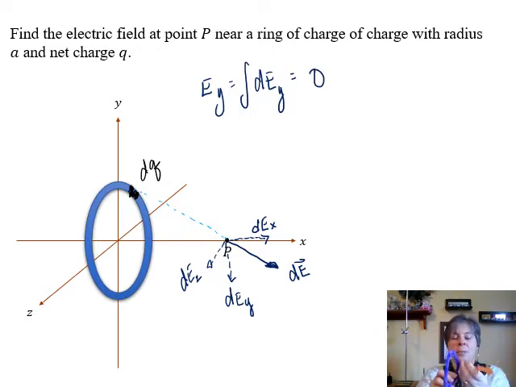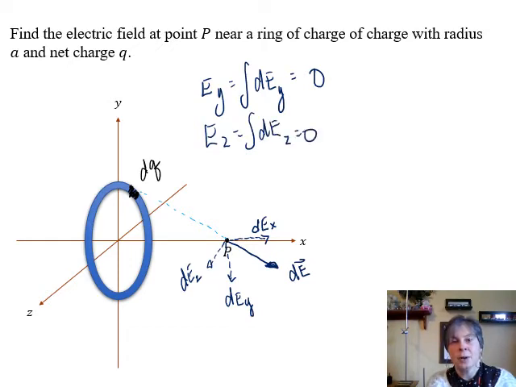What about the z components? Well, if we look in the back half of the ring, the electric field is going to point forwards. If we're in the front half of the ring, the electric field points backwards. So that half points this way, that half points this way. So those z components are also going to cancel. Everything from one side will cancel with something from the other side. Ez is the sum of all the dEzs. That's going to be 0. And that's due to the symmetry of the ring.